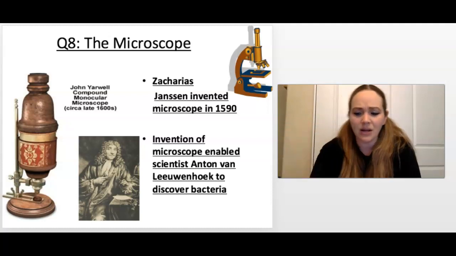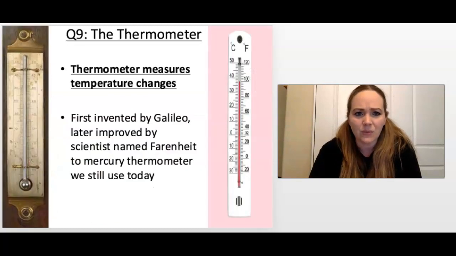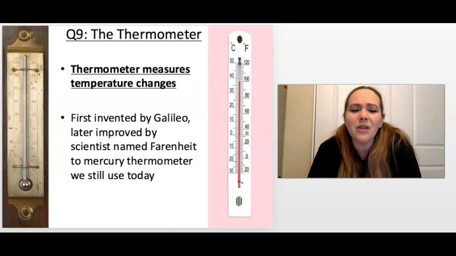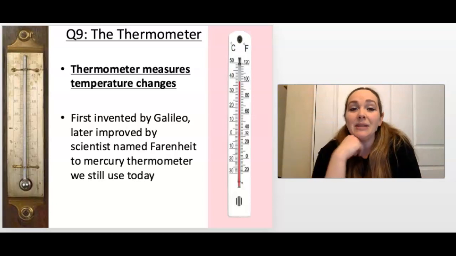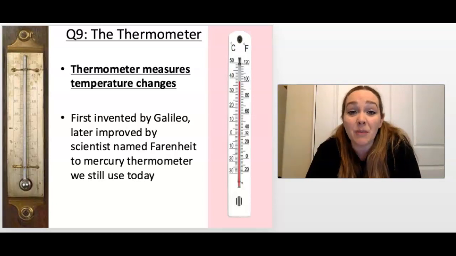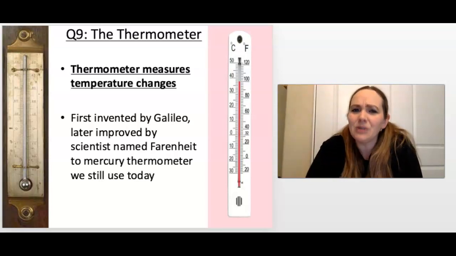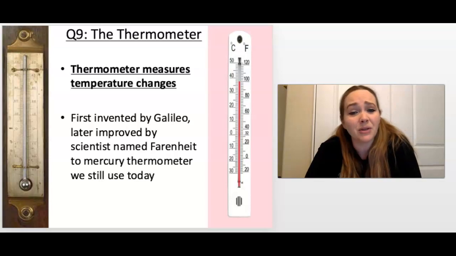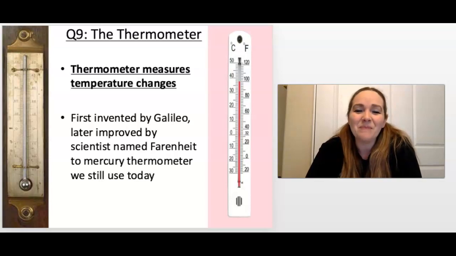Draw a line underneath everything you just wrote. And here we go, number 9, the thermometer. You guys have all seen thermometers. We use thermometers to take our temperature, and you're all aware that there are thermometers that take the temperature outside. So in case this is news to anyone, a thermometer measures temperature changes, okay? This is another thing that Galileo invented.